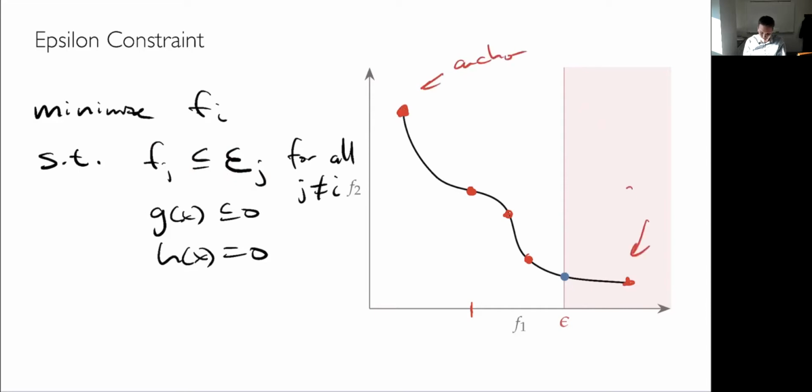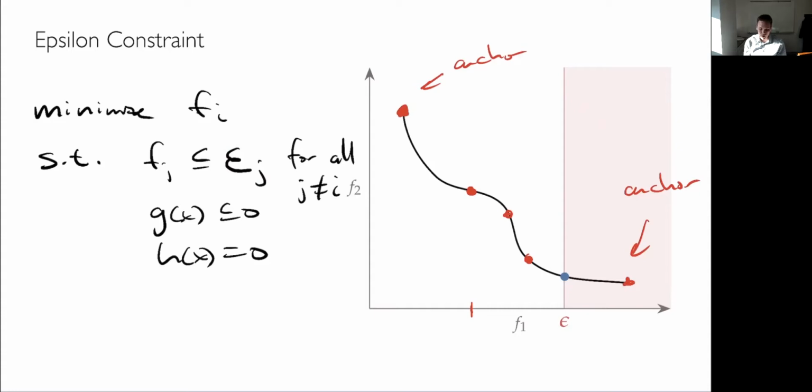Anchor. The anchor points are just the single objective optimum, if I just optimize each objective one at a time. So once I figured those out, I know the range, and so determining the constraints is usually more intuitive. So yeah, that's the basic idea.